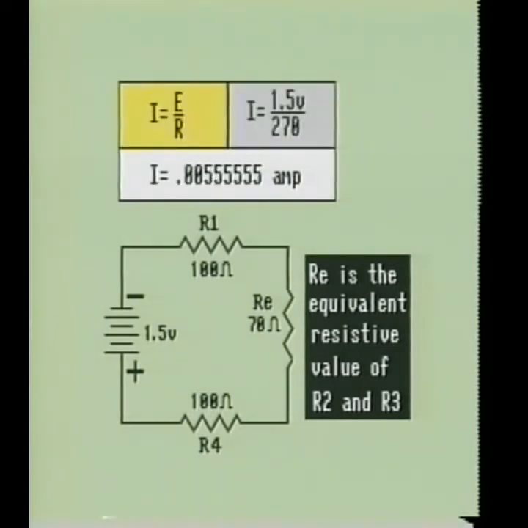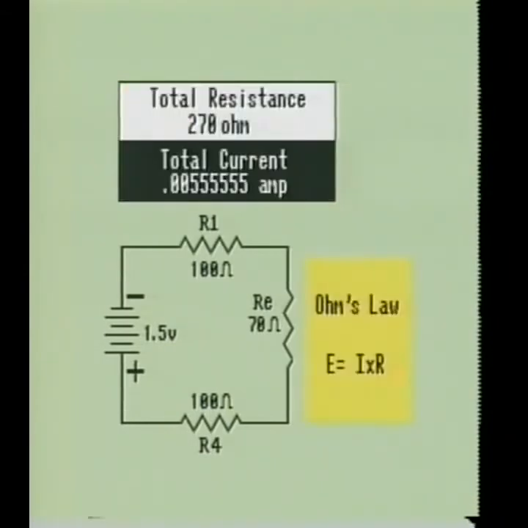Since we know the total resistance of the circuit, we can use Ohm's law to calculate for the current flow through the circuit. The formula we must use is I equals E over R. When we substitute the values in the equation, our formula becomes 1.5 volts divided by 270 ohms. When 270 is divided into 1.5, the result is 0.0055555. Since we were calculating for current, our answer will be in amps. Therefore, the current flow will be approximately 5.555 milliamps.